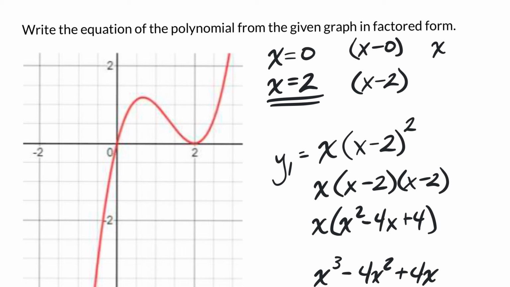Now, the correct answer, because the question said in factored form, the correct answer is what we started with. I just wanted to make sure that you guys were aware that the ACT is probably going to want to see it this way. You can't have both because they're both equally right. They're both equally right.